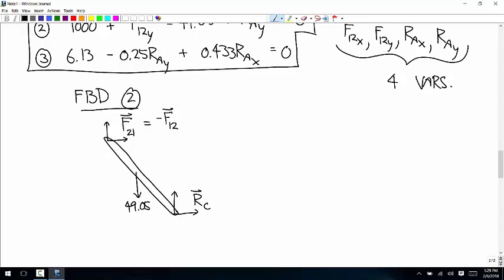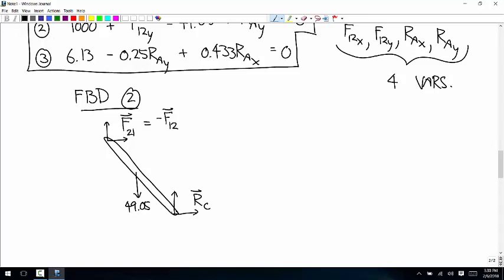You can do it 2 ways. I do it this way, where these are always in the coordinate axis directions, and then I switch the direction with the negative there. But a lot of people, maybe more people, switch the directions of those 2 things, and then they just call it F12. But you can't do both, or you get a double negative and your signs are all backwards.